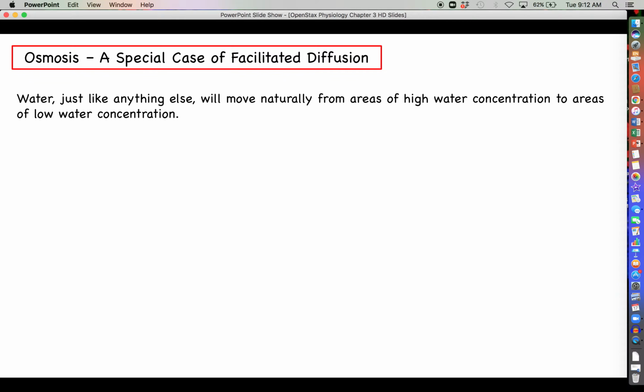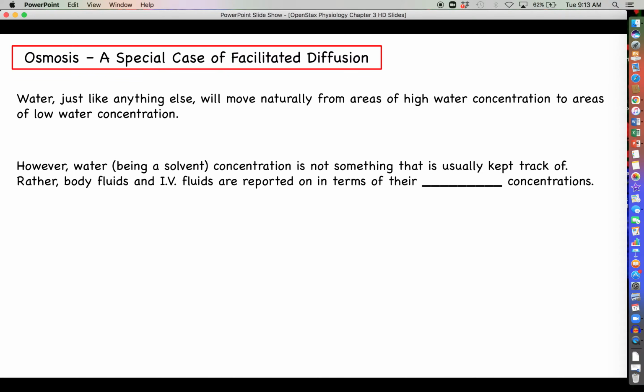Now, the most important thing that we learned in the last video that we're going to apply to water is that for passive transport, molecules like to move down their concentration gradient. They move from areas of high concentration to areas of low concentration. Water is not going to be any different here. Water wants to move from areas of high water concentration to areas of low water concentration.